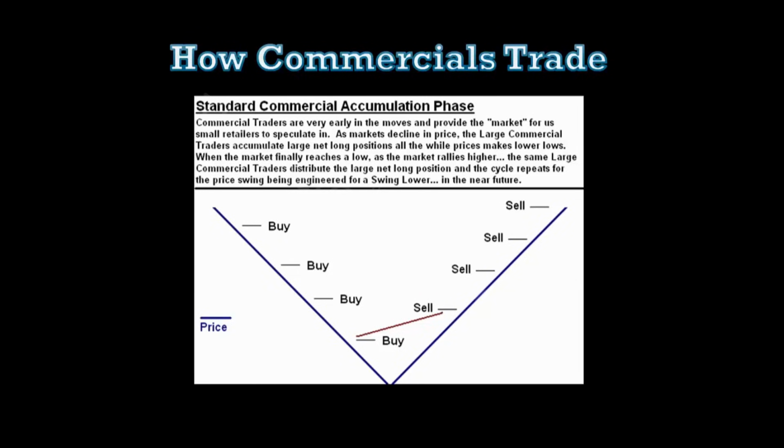And eventually when price stops going down because they've bought so much and there's no more selling, all the sellers have been absorbed. As price starts to move up, they start liquidating the long positions and offset them. So as a whole, not individually, but collectively, the commercial entities are what cause the shifts in major macro price swings.